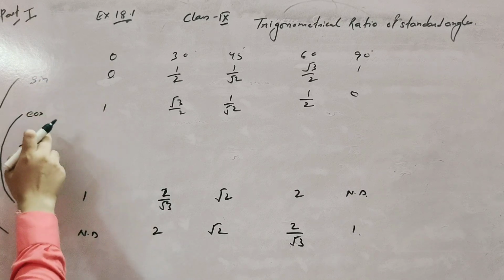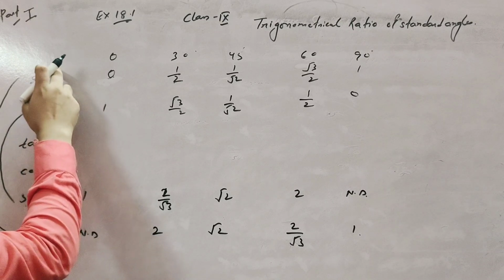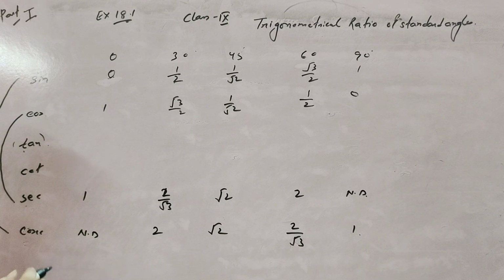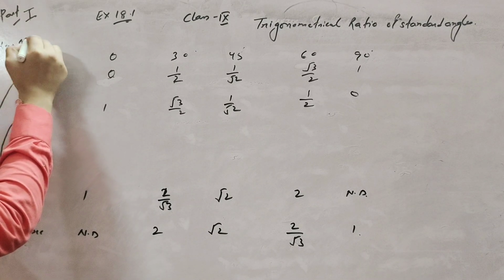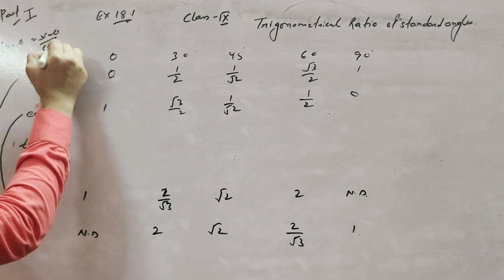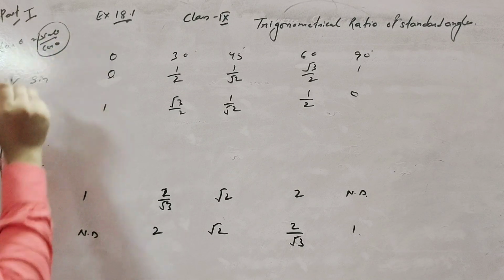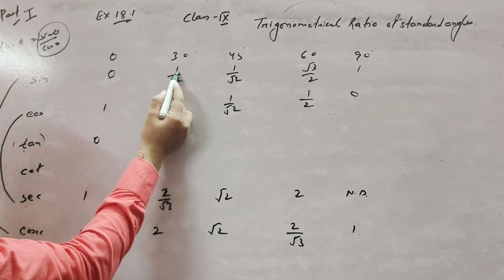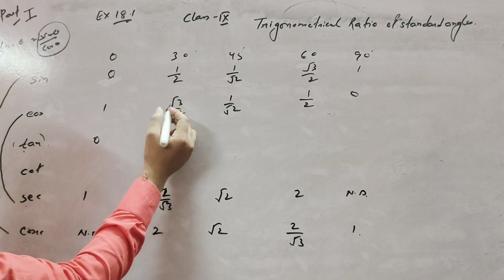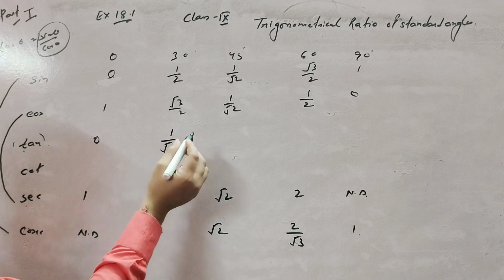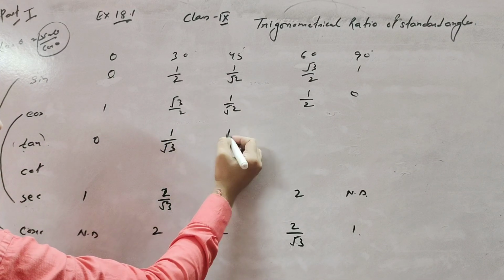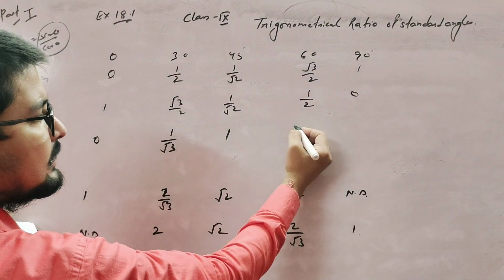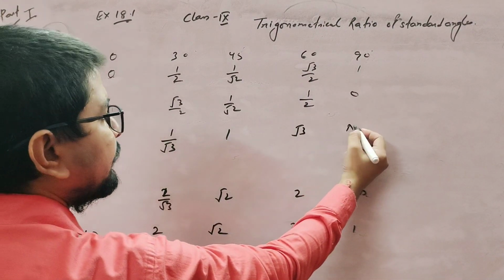Now time for the next process. We know that tan theta means sin theta by cos theta. Tan theta formula we know very well. That means divide the value of sin by cos, and we get the value of tan. So 0 by 1 is 0, 1 by 2 divided by root 3 by 2, the 2 cancels, so the answer is 1 by root 3. 1 by root 2 divided by 1 by root 2 is 1. Root 3 by 2 divided by 1 by 2, the 2 cancels, root 3. And 1 divided by 0 is not defined.